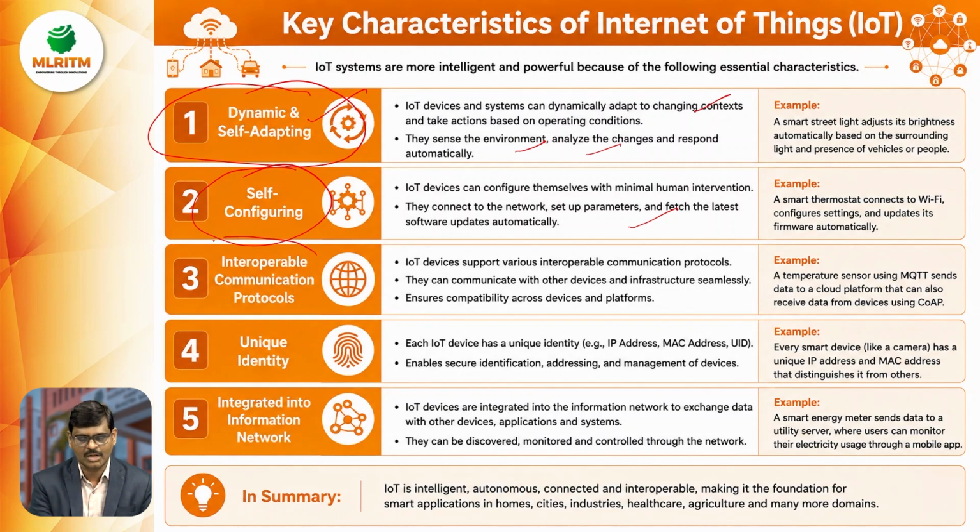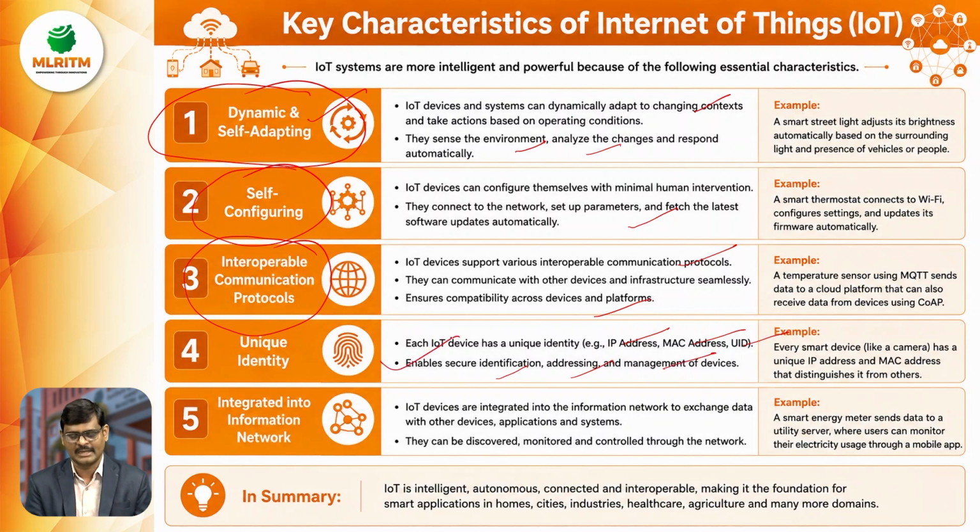The next one is interoperable communication protocols. IoT devices support various interoperable communication protocols, so they can communicate with other devices and infrastructure seamlessly and ensure compatibility across devices and platforms. The next one is unique identity. Each IoT device has a unique identity, for example an IP address, a MAC address, or a UID, which enables secure identification, addressing, and management.